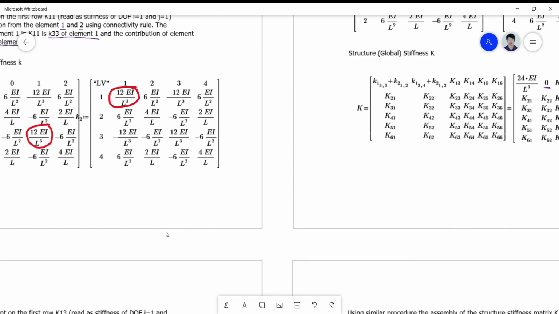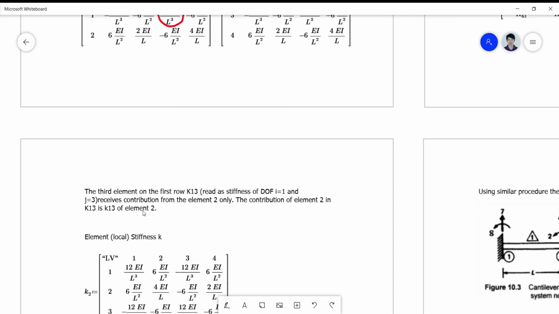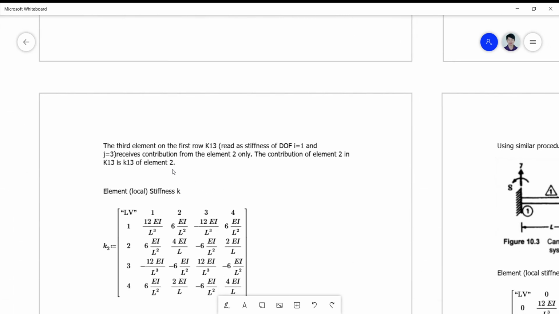So there are several more illustrative examples here on how to get the third element of the first row, K13, read as a stiffness of DOF I equals 1 and J equals 3. So it's receiving again the contribution from element 2 only.